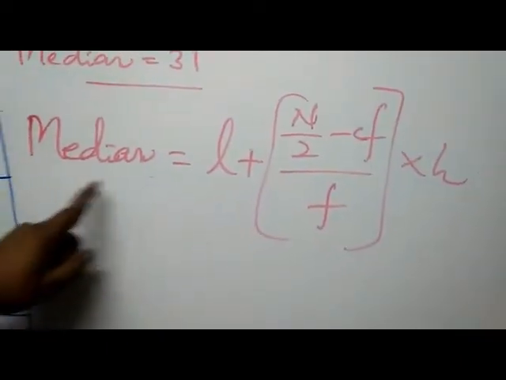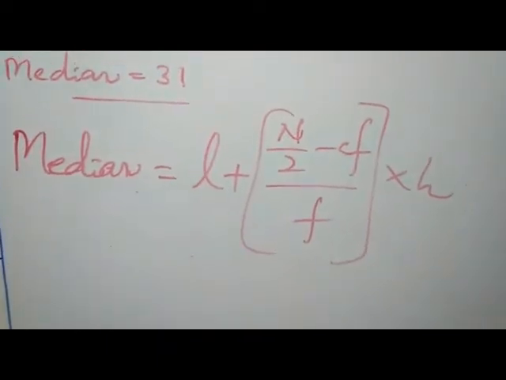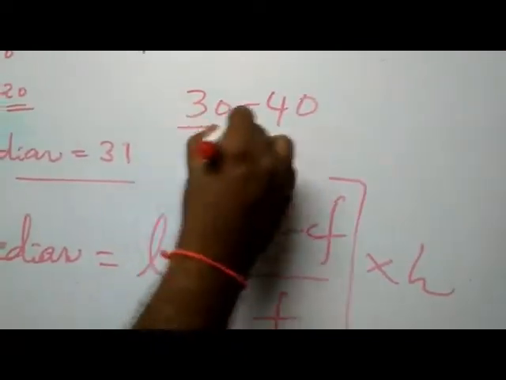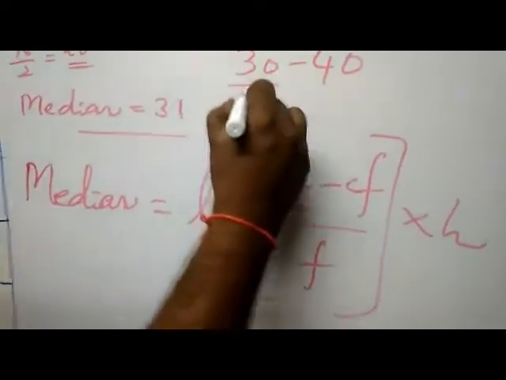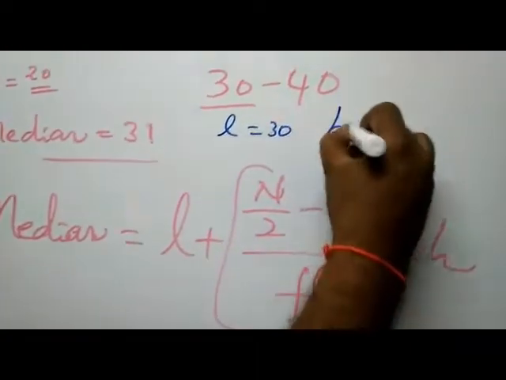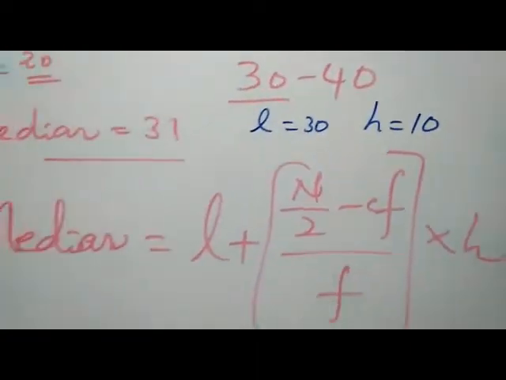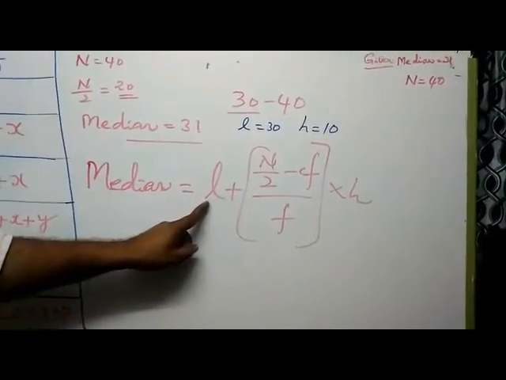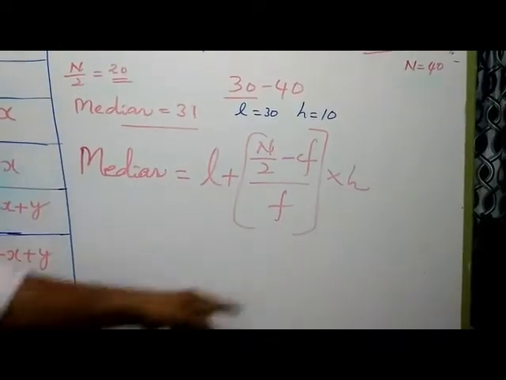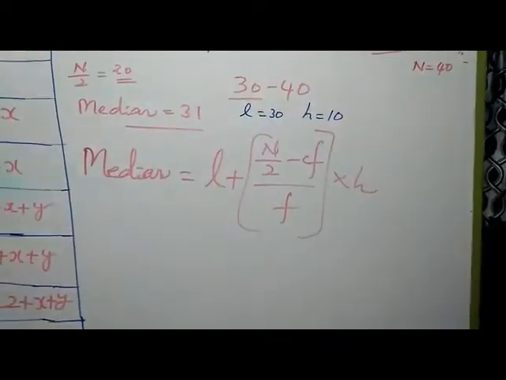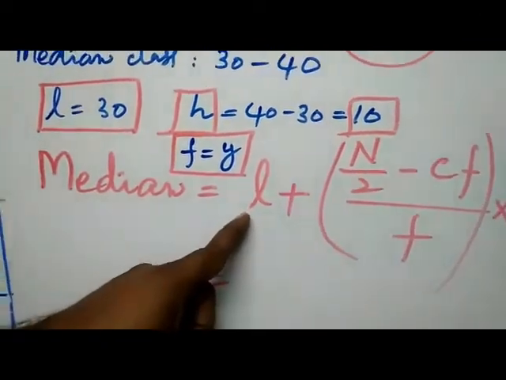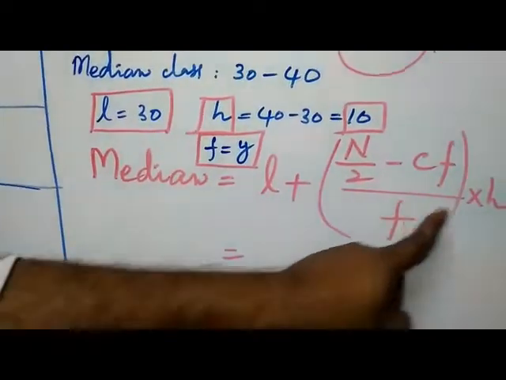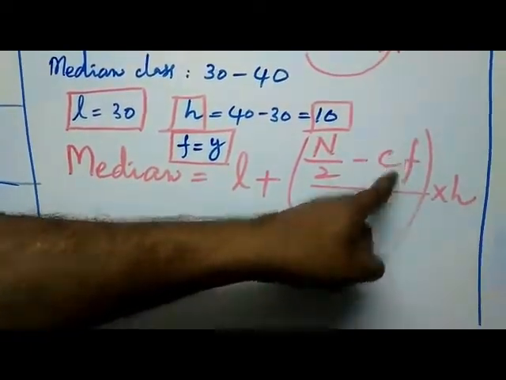Already median is given. L value you know, why? Because the median class is 30 to 40, L is equal to 30, H is equal to 10. Already n by 2 value we know, L we know, and F is equal to Y, just now I said. L is equal to 30, n by 2 is equal to 20, F is equal to Y, H is equal to 10, but what about CF?